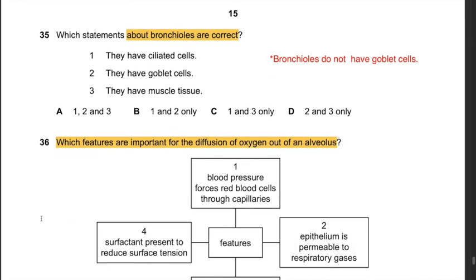Question 35. Which statements about bronchioles are correct? 1. They have ciliated cells. 2. They have goblet cells. 3. They have muscle tissue. Bronchioles do not have goblet cells. Therefore, the answers having statement 2 are obviously incorrect, leaving us with the answer being C. 1 and 3 only.